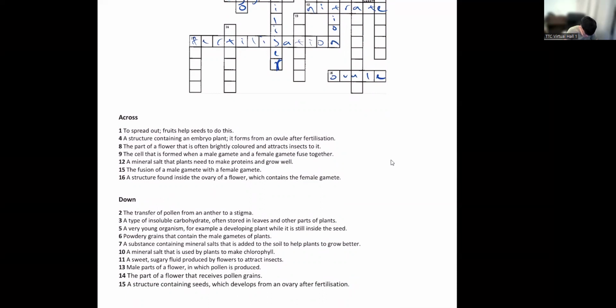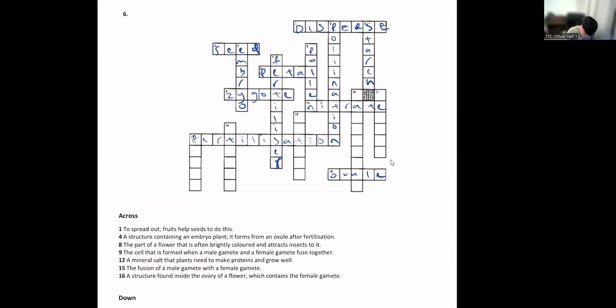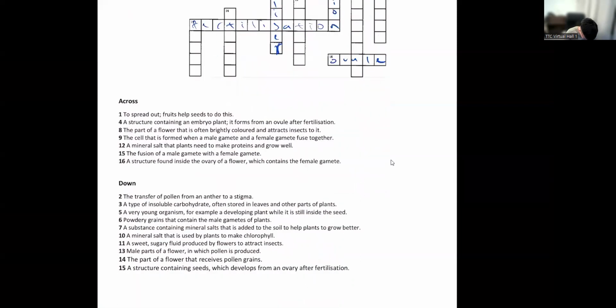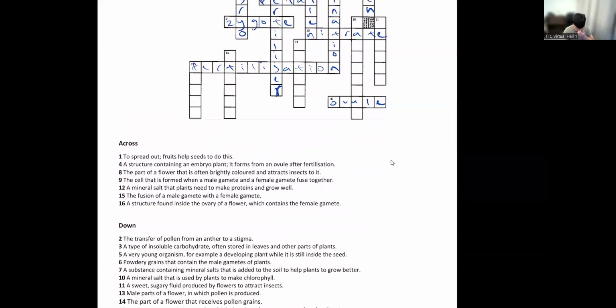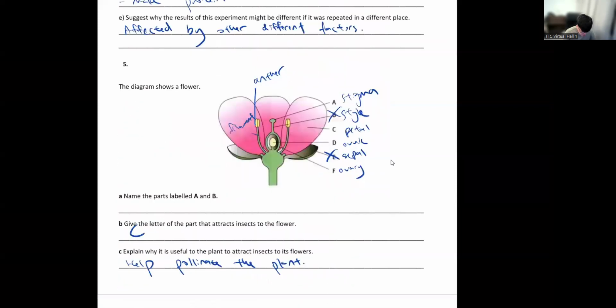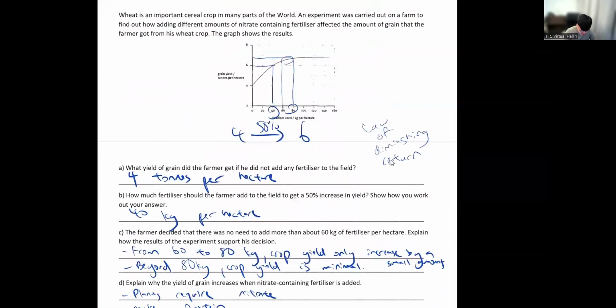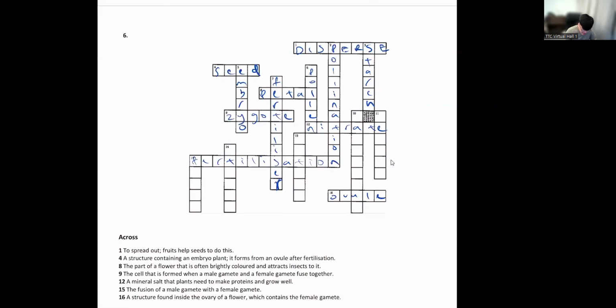Number 10, right? A mineral salt used by plant to make chlorophyll. That would be a nitrate, I guess. Oh, nitrate or, wait, this is number 10. Make chlorophyll. I think this is potassium. Is it potassium? Since we have nitrate and, oh, magnesium, right? Now I remember. Sorry, brain fart. Yes, magnesium.